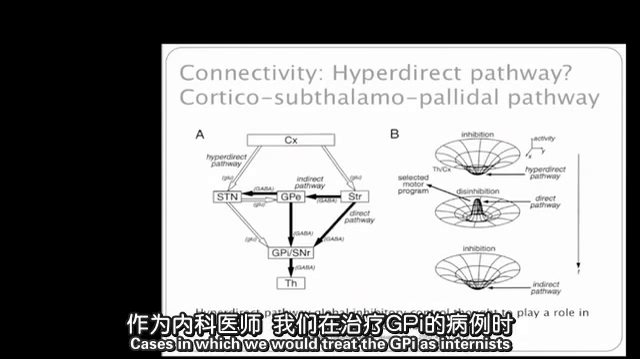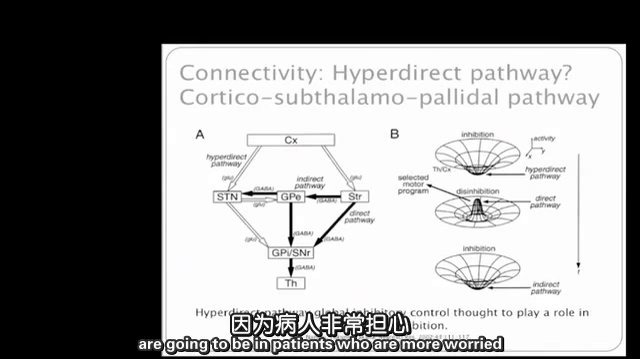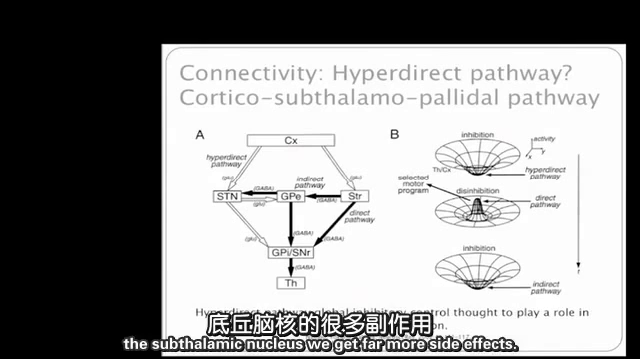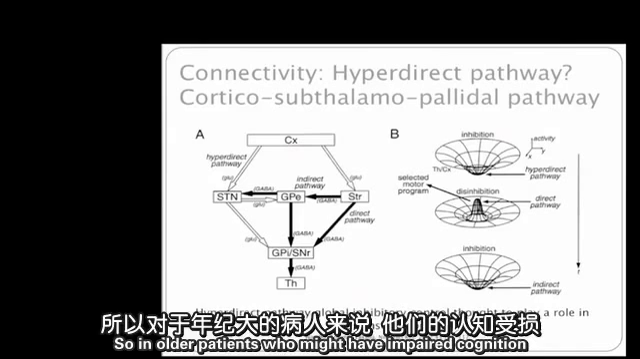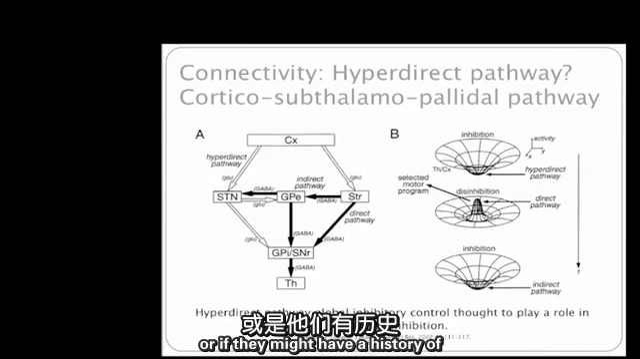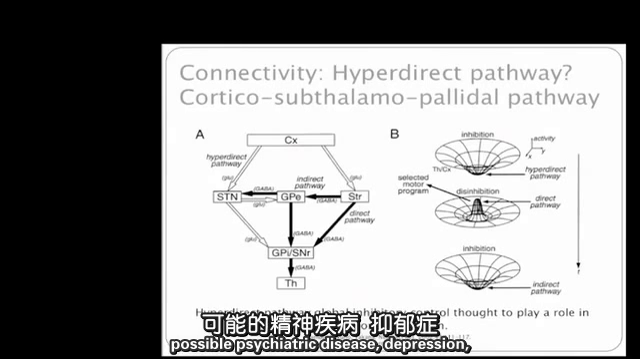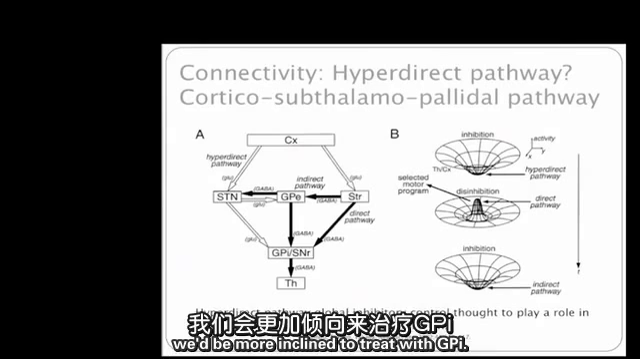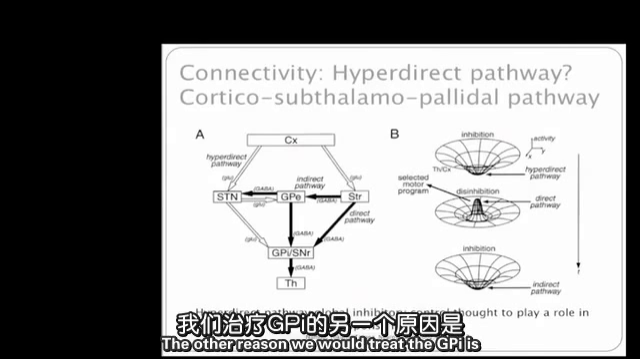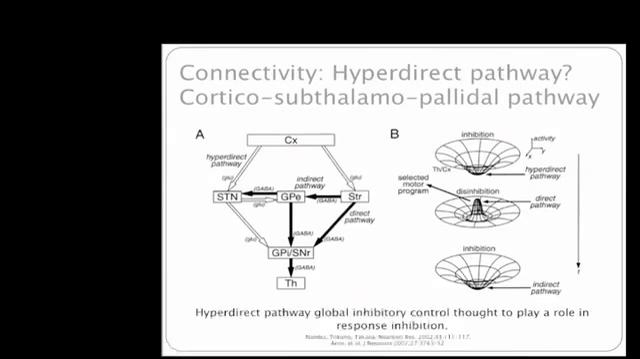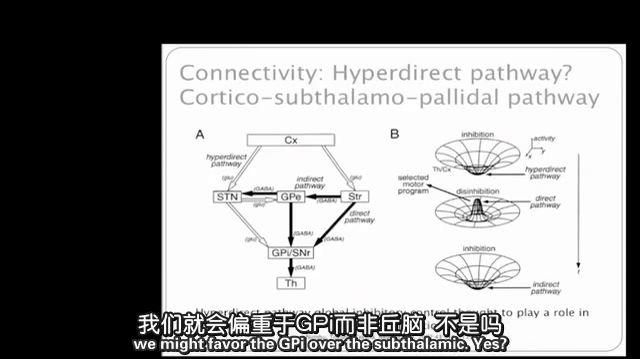Cases in which we will treat the globus pallidus internus are going to be in patients who are more worried about side effects. As Dr. DeSales mentioned, with the subthalamic nucleus we get far more side effects. So in older patients who might have impaired cognition, or if there's a history of possible psychiatric disease, depression, we'd be more inclined to treat the GPi. The other reason we would treat the GPi is if someone has a very strong history of dyskinesias, and dyskinesias were a primary target of treatment, then we might favor the GPi over the subthalamic nucleus as well.